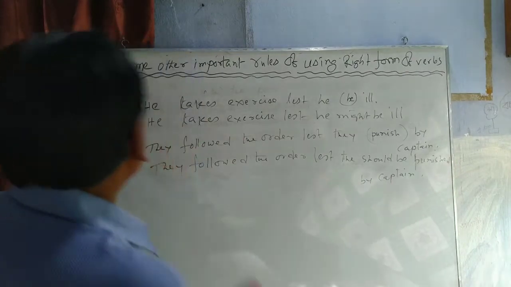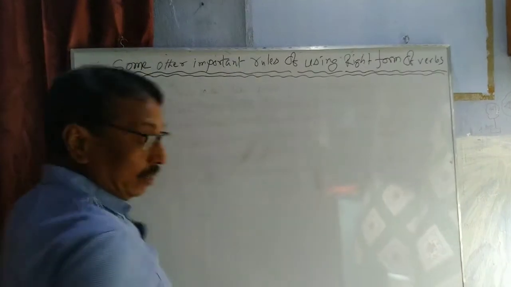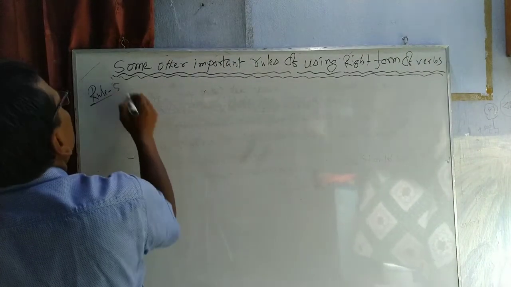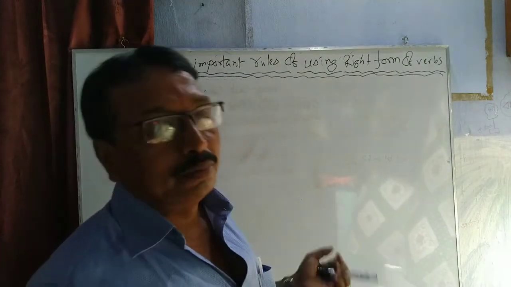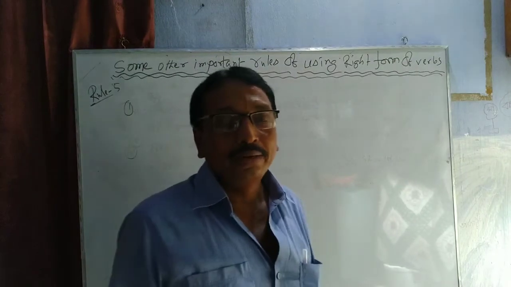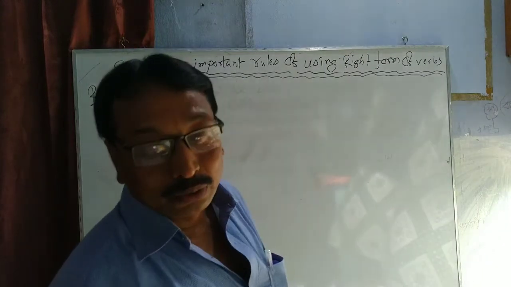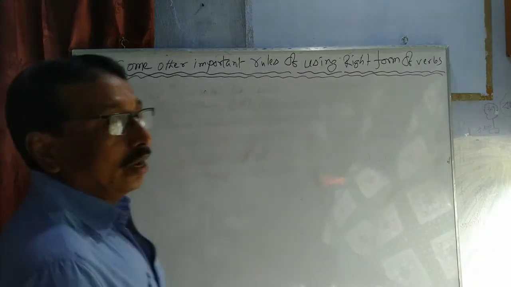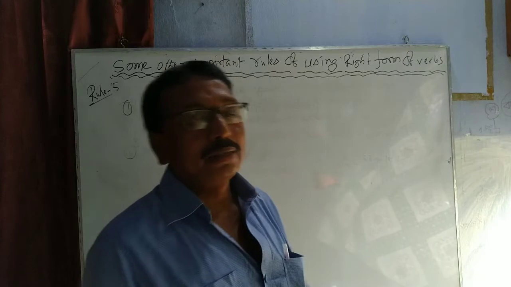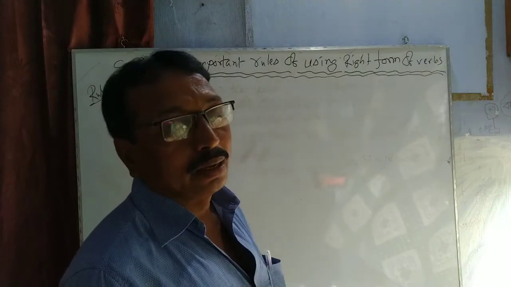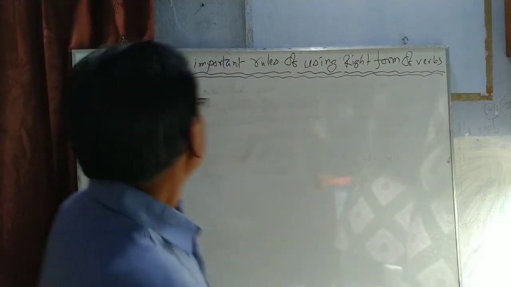Now, the next rule. Sometimes we are in hesitation whether the subject is plural or singular. Then the use of the form of verb may be confused. But now it is our turn to memorize that if the subject is connected with a preposition to another noun or pronoun, the first subject is to be considered.